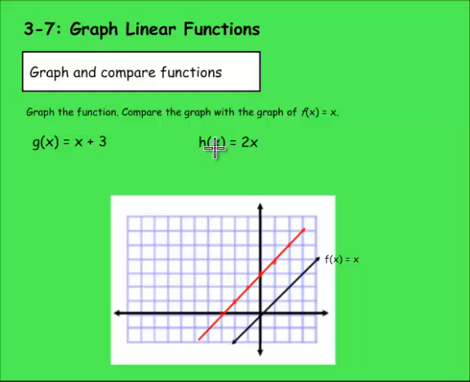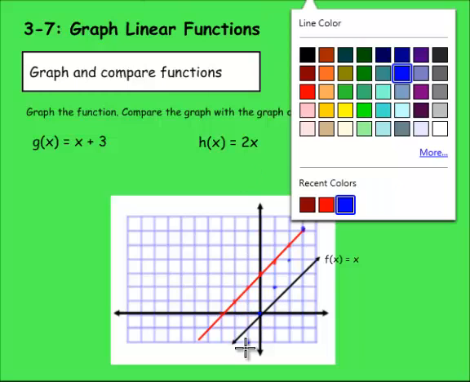Here we have h of x now, and that's 2x. So let's do this in blue. Okay, so h of x, the output is always 2 times the input. So if I have an input of 0, it's going to be 0. If I have an input of 1, it's going to be 2. Input of 2 is going to be 4. Input of 3 is going to be 6. Input of 4 is going to be 8, which is a little off here. Then I'd have negative 1 would be negative 2. Now let's graph that one out.